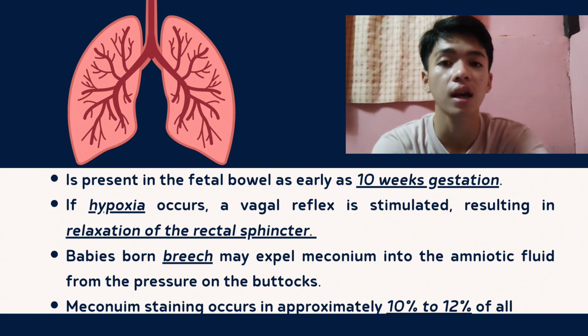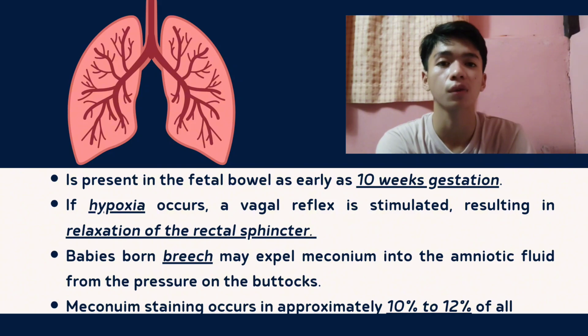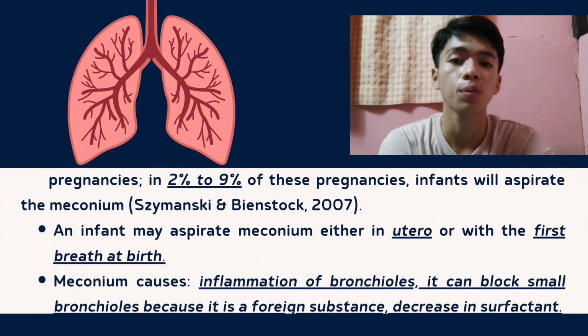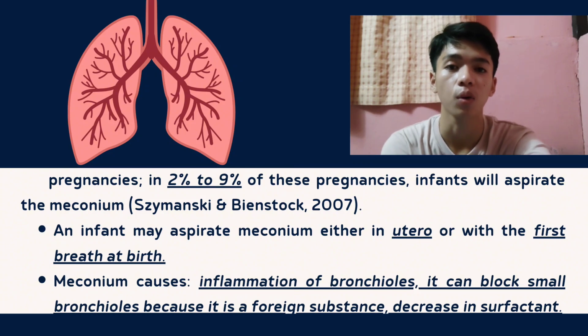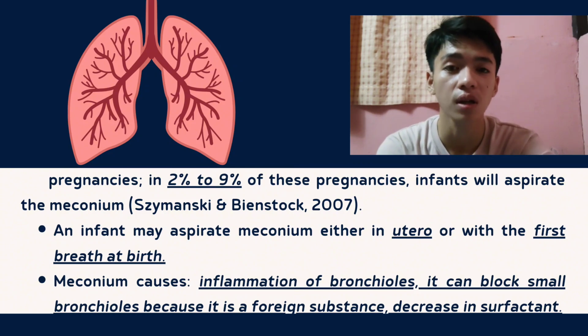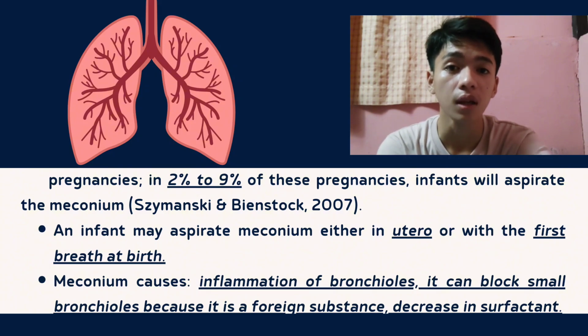According to Zimanski and Bienstock in 2007, meconium staining occurs in approximately 10% to 12% of all pregnancies. In 2% to 9% of these pregnancies, infants will aspirate the meconium. Meconium aspiration does not tend to occur in extremely low birth weight infants because the substance has not passed far enough in the bowel to be at the rectum in these infants. An infant may aspirate meconium either in utero or with the first breath at birth.